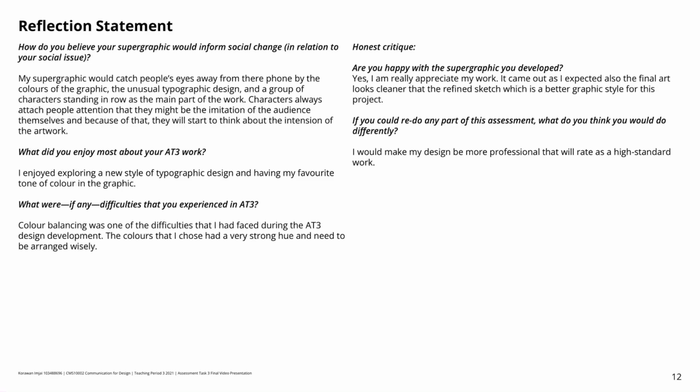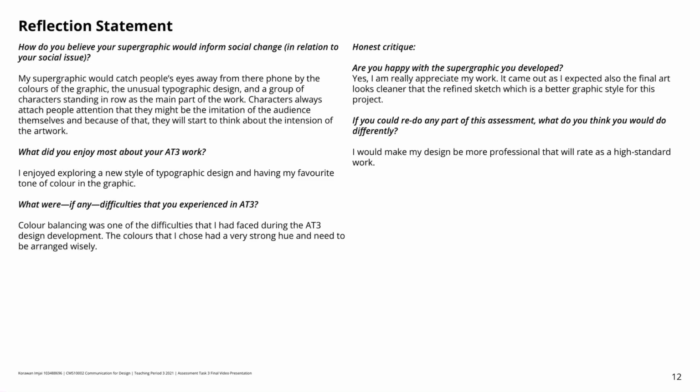What I enjoyed the most about my 83 is the process, that I could explore and try the typographic design that I have wished to do for a long time. And also the colors used there are my favorite color palette. Any difficulties? Yes, I think color balancing is one of the difficulties that I faced because the colors that I chose are quite strong, so it's a bit hard to mix and match them together.